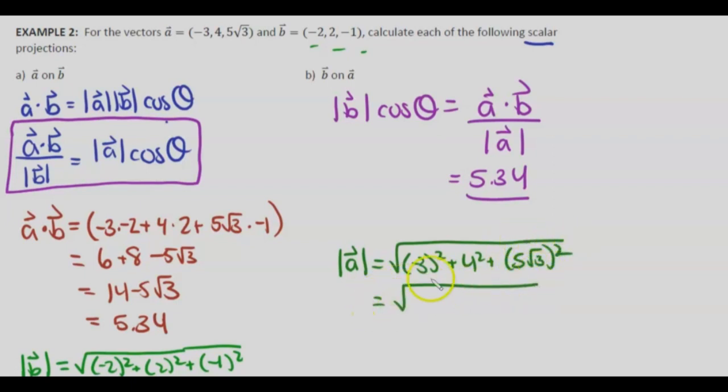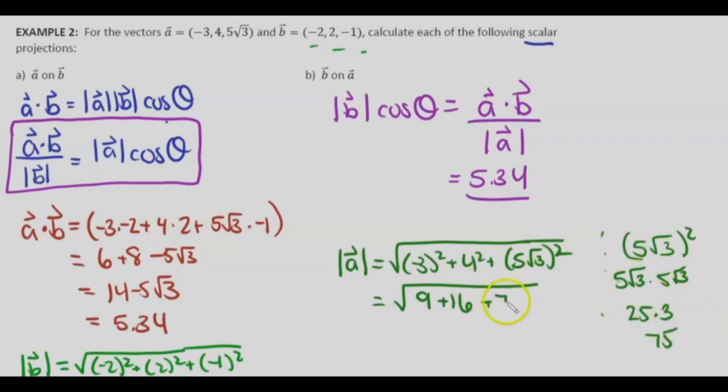Okay, so -3 squared is 9, 4 squared is 16. So when we're doing 5√3 and this is all squared, I'm just taking this to the side of my paper. Another way of doing this is 5√3 times 5√3. Okay, 5 times 5 are normal numbers. I get 25. √3 times √3 is just 3. So this equals 75.